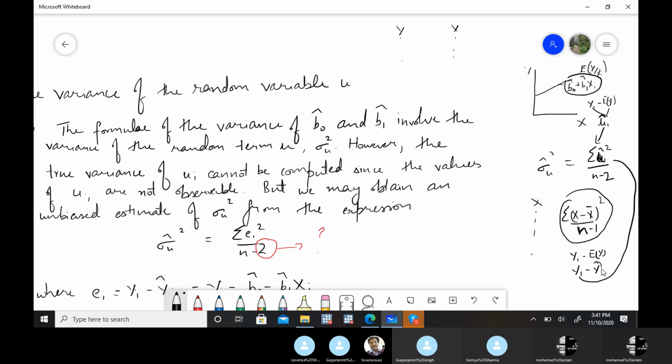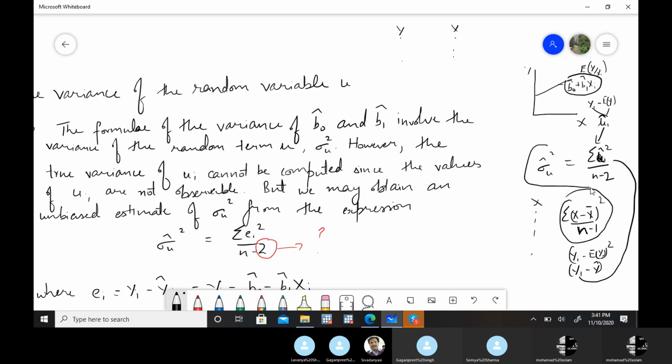And if we take its square and divide by n minus 2, that's the variance of this residual term. Why 2? Because while calculating this residual, we already calculated two parameters, beta 0 hat and beta 1 hat. So there is a loss of 2 degrees of freedom. So it's n minus 2 degrees of freedom.